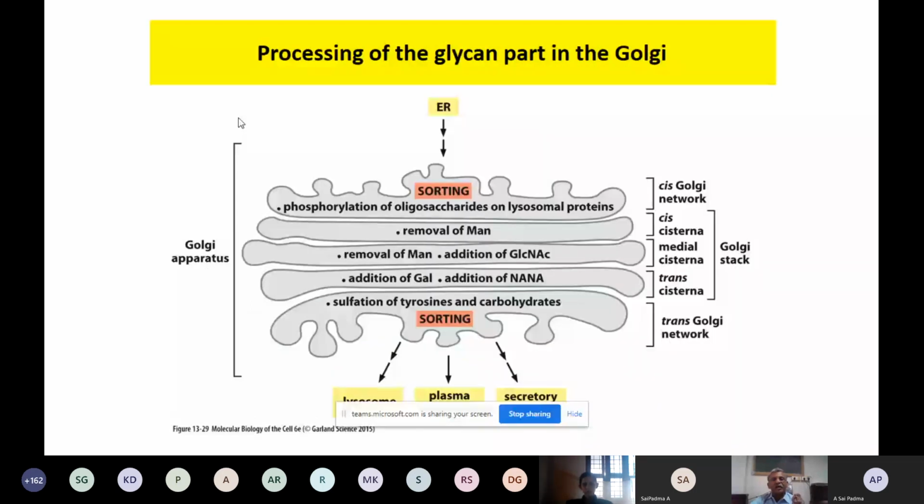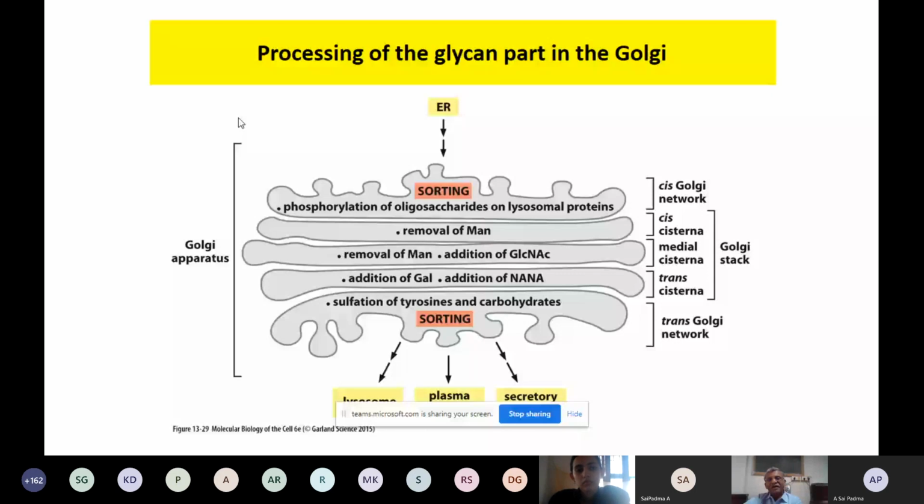The processing of the glycan part in the Golgi apparatus is what is called the sorting mechanism, where phosphorylation of the oligosaccharides happens for all the lysosomal glycoproteins. And in some glycoproteins, there is removal of mannose residues and addition of N-acetylglucosamine, galactose, and sialic acid, and then further modification by sulphation of the tyrosine residues and the carbohydrates. And then they are sorted to the lysosome or to the plasma membrane.